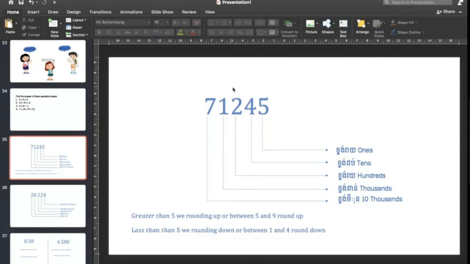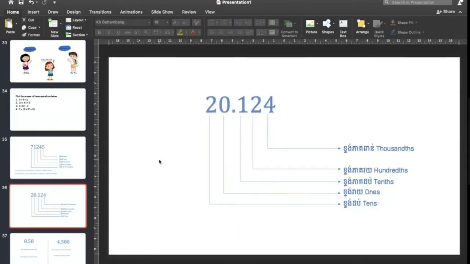I think it's easy for integers. So let's move to decimal numbers. What do we call decimal numbers in Khmer, teacher?